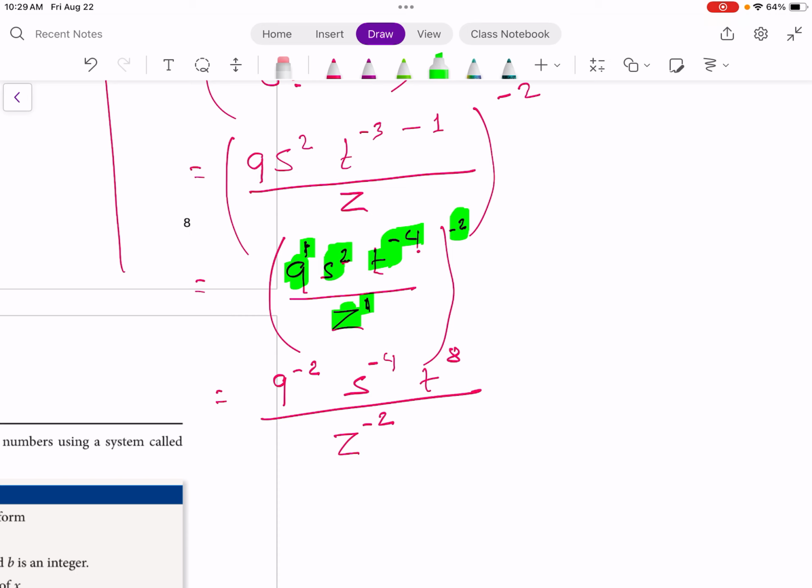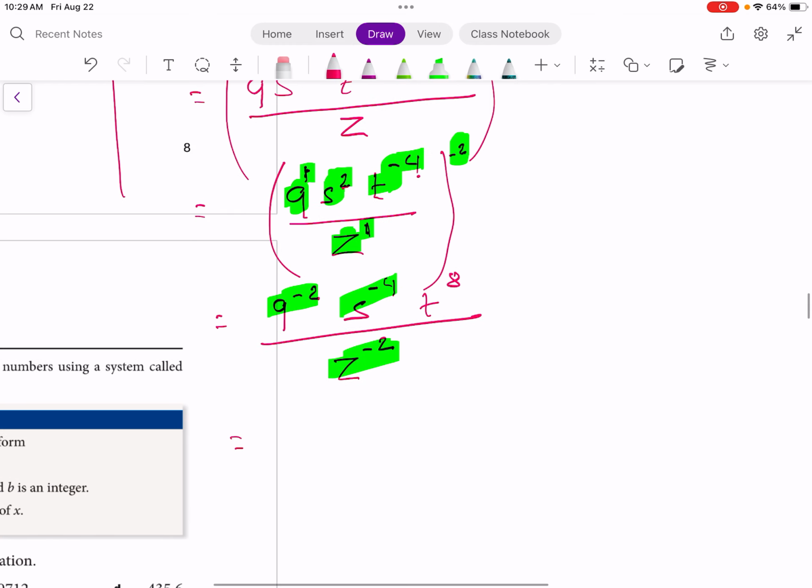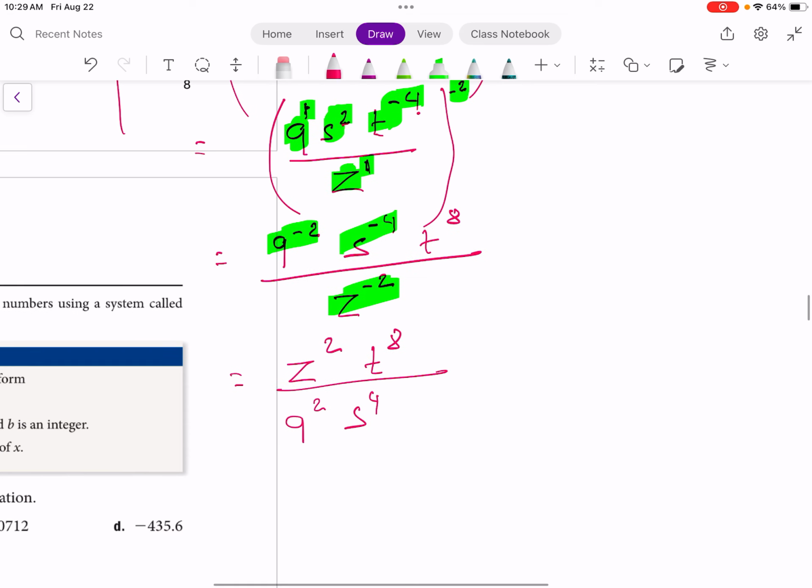Okay, now we have the negative exponents. That's not what we want. We want positive, and to have positive, you switch numerator to denominator, denominator to numerator. So this is negative, this is negative. Let's take this to the denominator, and this is negative, and let's bring this back to the numerator. So we have g squared t to the power 8 divided by 9 squared s to the power 4. We know what 9 squared is, that is 81 s to the power 4, and this is the final answer.